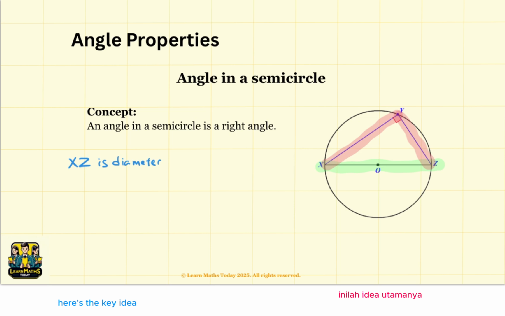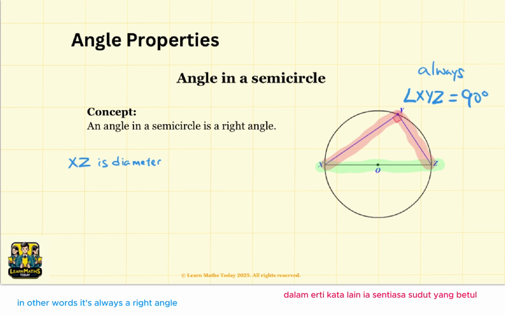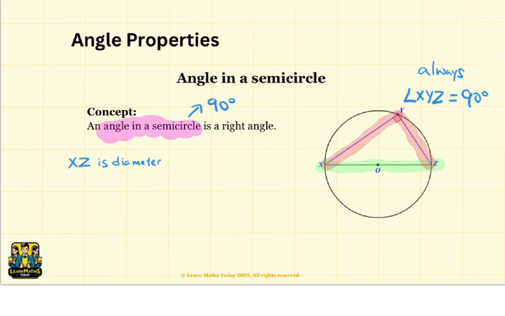Here's the key idea. Anytime you draw a triangle like this, where one side is the diameter, the angle opposite the diameter, in this case angle XYZ, is always 90 degrees. In other words, it is always a right angle. No matter where you place that point Y on the circle, as long as XZ is the diameter, the angle on the top will always be a perfect right angle. Just remember that the angle in a semicircle is 90 degrees.